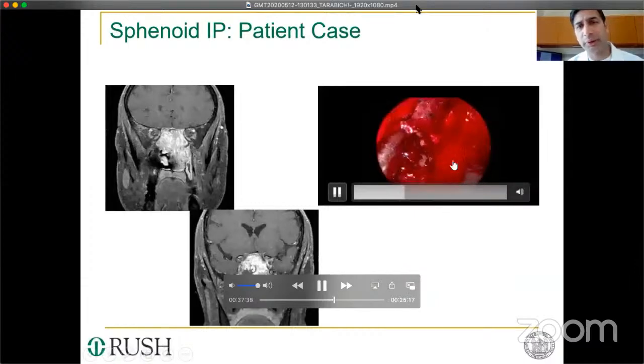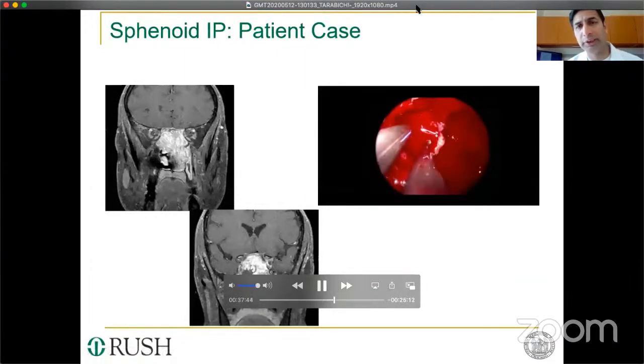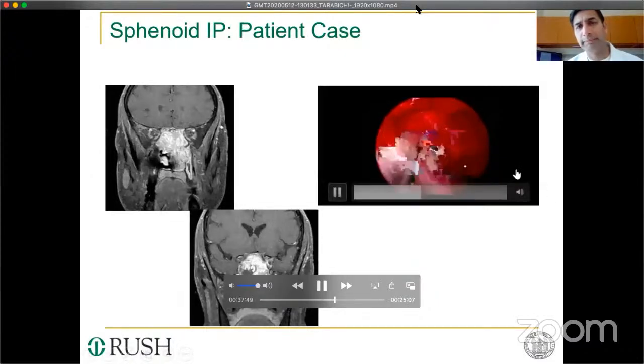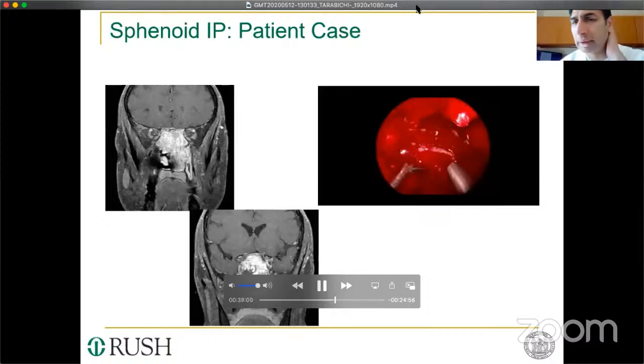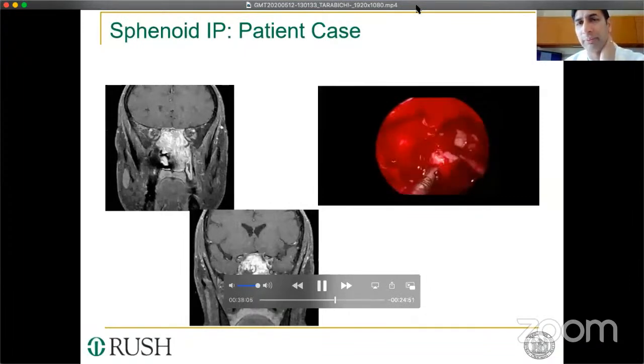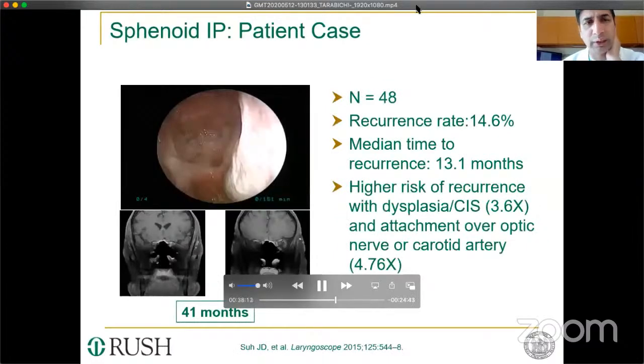So what we did is we were able to debulk this through an extended approach. And here you see now more of a three-handed approach, removing that tumor. This was done with a neurosurgical colleague, and there was still a little bit of tumor left in the clivus and the right carotid. And once the visualization was suboptimal, we came back and did the rest of that case at a later date. So this is the healed result in this patient, as you can see here.